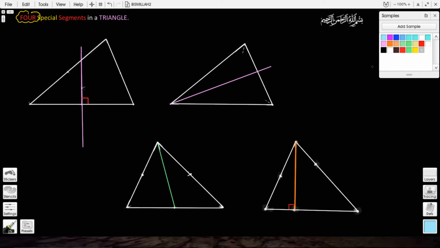So, I have drawn here 4 triangles, each of them illustrating one of these 4 segments. The first, in the first triangle, is a perpendicular bisector of this particular side. Let's call this triangle ABC, and let's call this point right here point M, which is the midpoint of this segment. This segment that I have drawn is the perpendicular bisector of this segment AC. So the first special line is the perpendicular bisector.